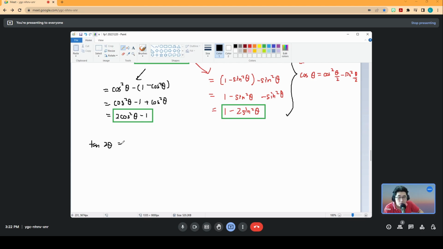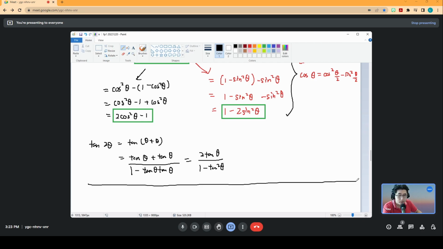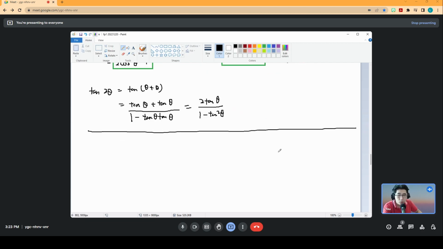Tangent of 2 theta will be read as tangent of theta plus theta. Okay, so by using the A plus B formula, I have tangent A plus tangent B over 1 minus tangent A tangent B. Therefore, I have the form of 2 tangent theta over 1 minus tangent square theta. Okay, so the structure is exactly the same. Okay, for half angle. So what about triple angle?